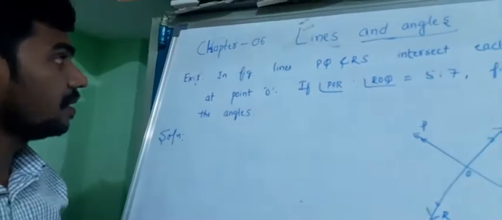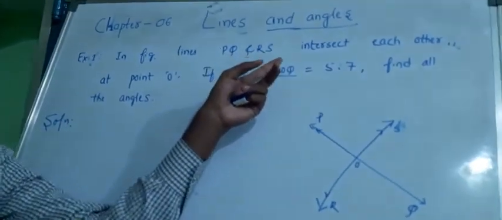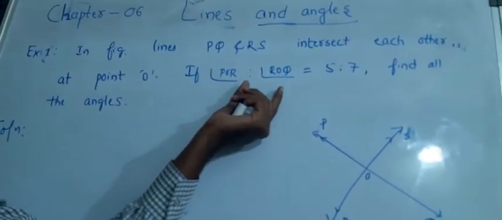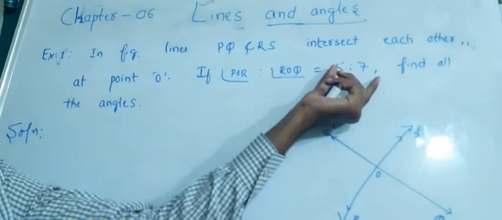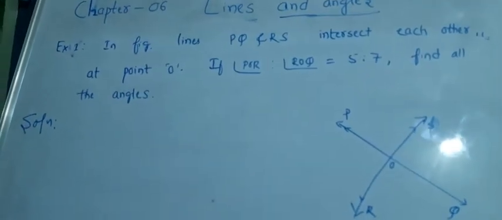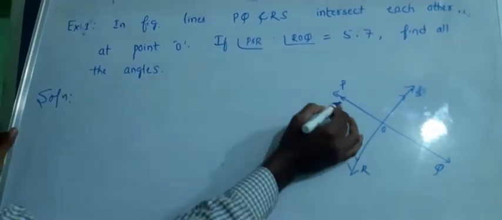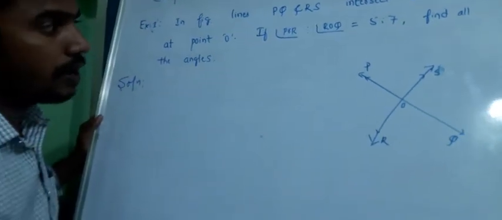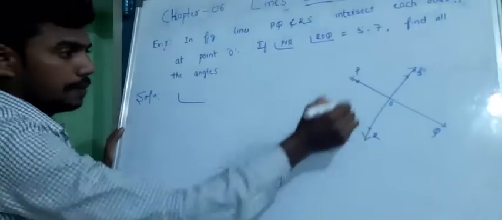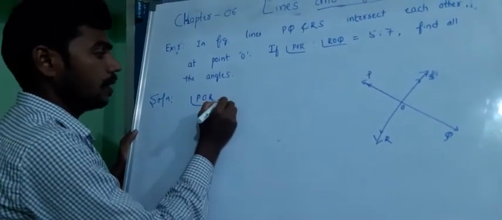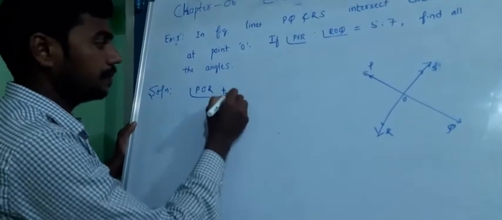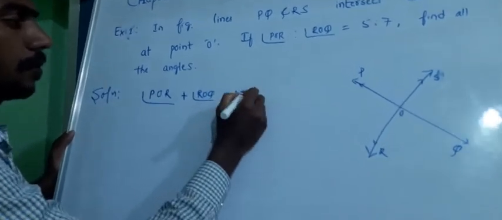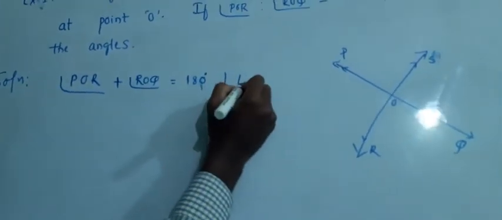So I'll consider the first example. In the figure, lines PQ and RS intersect each other at point O. If angle POR to angle ROQ is 5:7, find all the angles. We know that PQ is a line and OR lies on it. If OR lies on it, what can we write? Angle POR plus angle ROQ is equal to 180 degrees, because it is a linear pair.